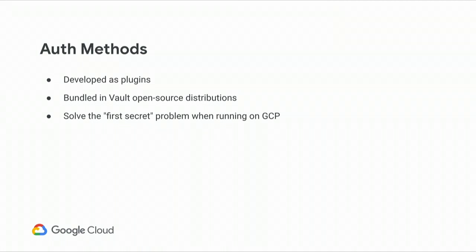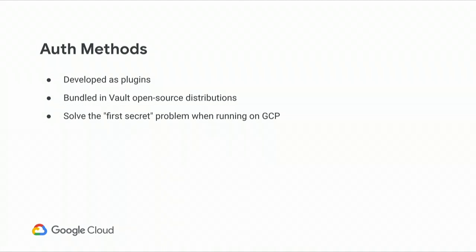So these auth methods are developed as plugins, and some of them are maintained and contributed by Google engineers. They are also bundled in the open source distribution of Vault. So again, you don't have to worry about installing them yourselves. They just have a separate development velocity than Vault Core. And they help solve that first secret problem: how do I authenticate to Vault without hard coding a credential somewhere?